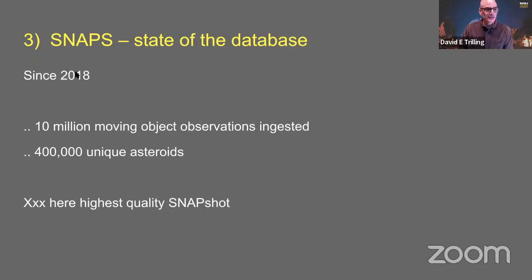So since 2018, we've been ingesting these observations, and we have about 10 million moving object observations ingested, and that's about 400,000 unique asteroids. And what I'm supposed to remember to change here on my slide, and I'll just tell you, is that what I'm going to show you here in the rest of this talk is what we call a snapshot. That's a nice name because it has the word snaps in it. This is our highest quality data from the first about 2 years of the ZTF data alert stream. And so these are objects that have more than 50 observations each and various high quality data cuts that we've made. And that's what I'm going to show you the results of over the next 10 or so slides.